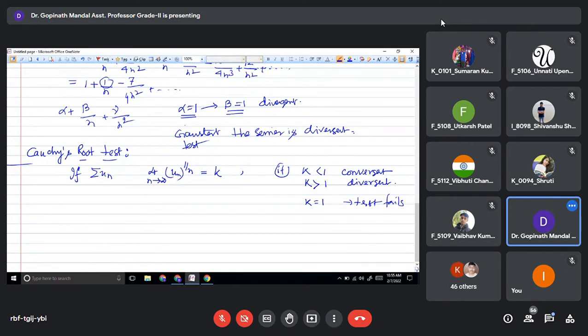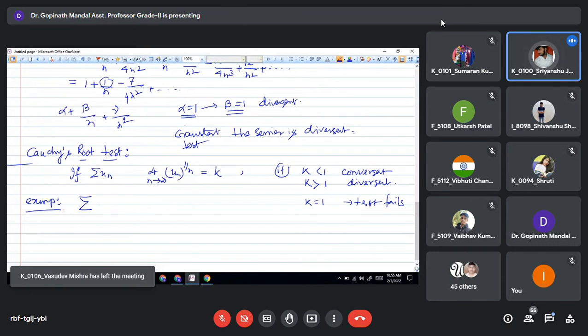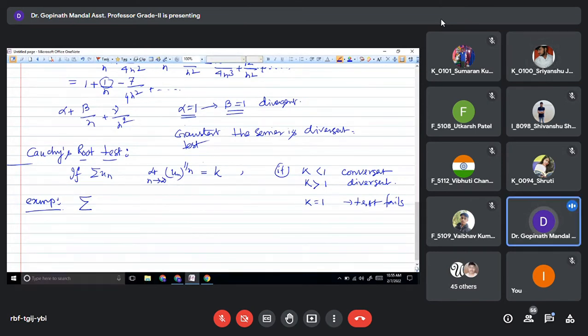Example. Sir, that double dash is derivative, sir? No, un to the power 1 by n. Okay, sir. Un to the power 1 by n is equal to k.